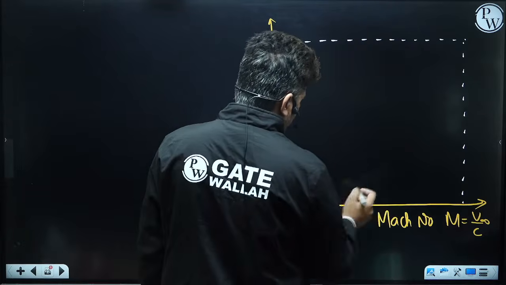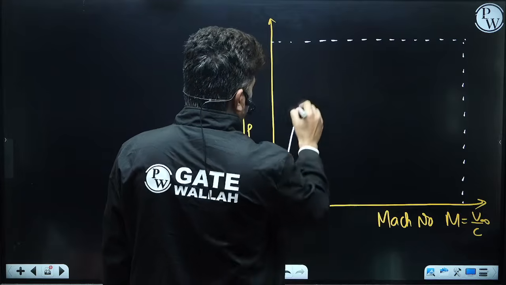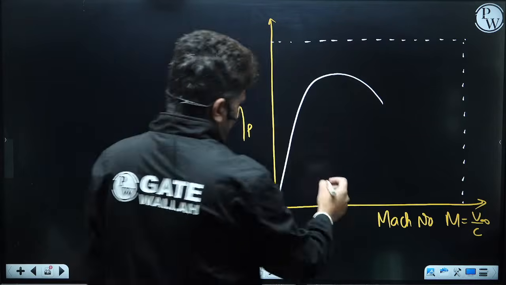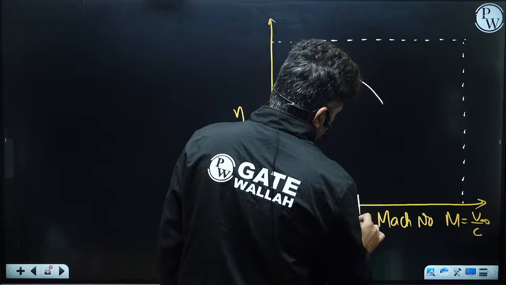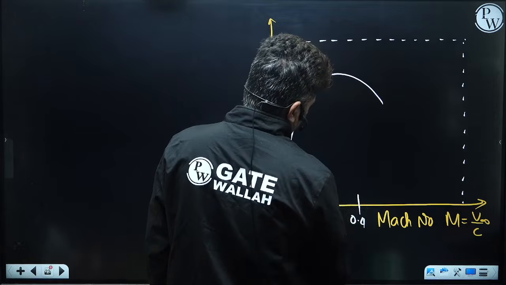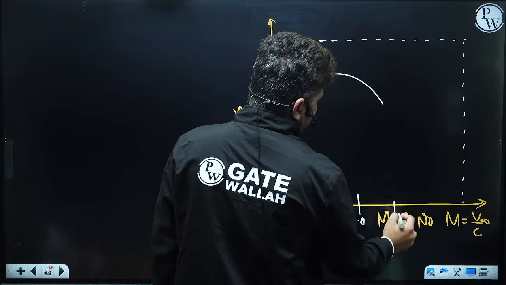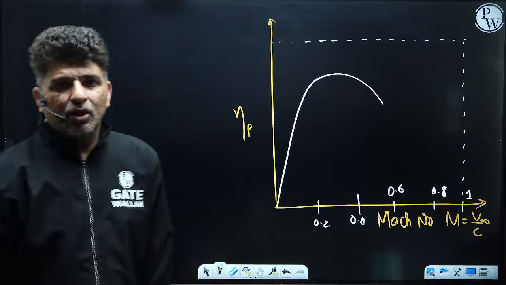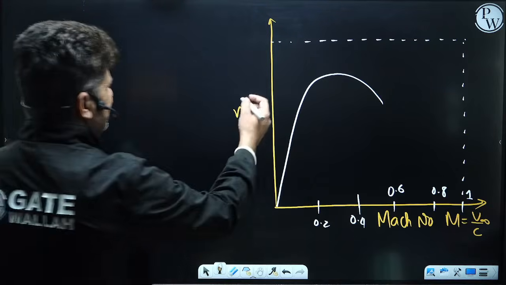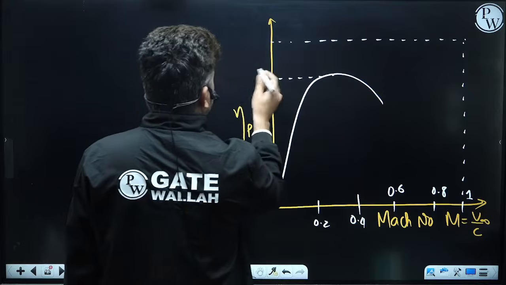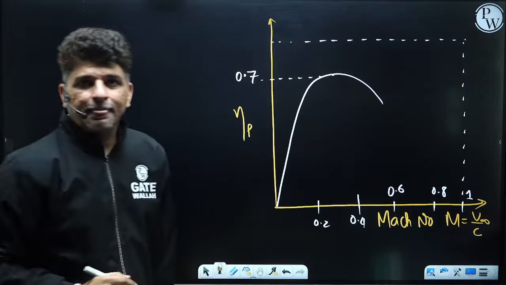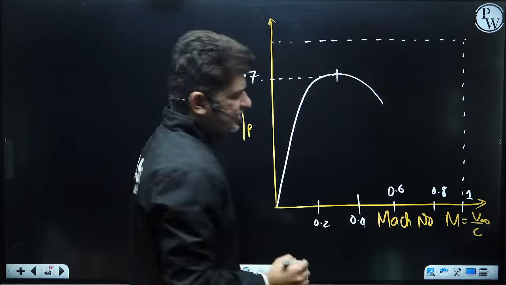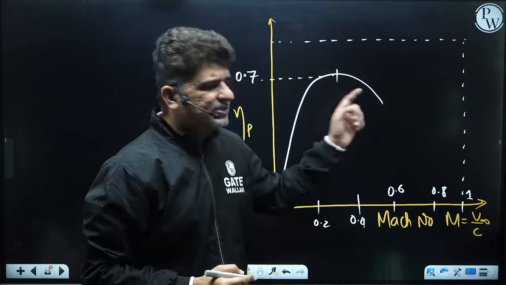The turboprop engines are somewhat like this. The Mach number axis is marked 0.2, 0.4, 0.6, 0.8, and Mach number 1. Turboprop engines have efficiency like this, somewhere around 70 to 80%, 0.7. They reach a certain Mach number, and after that you see the propulsive efficiency drop.